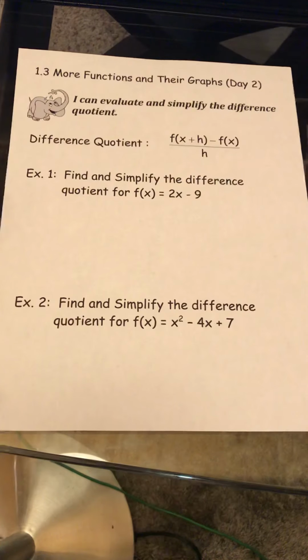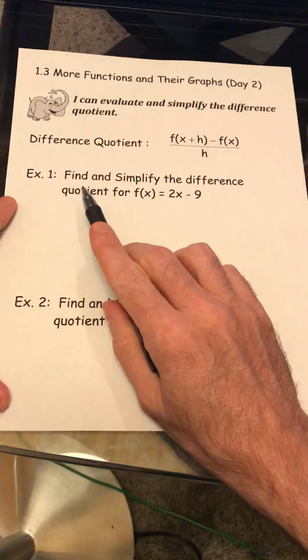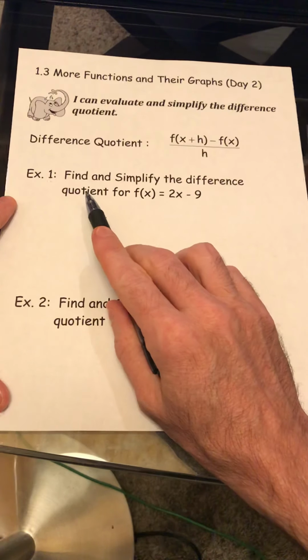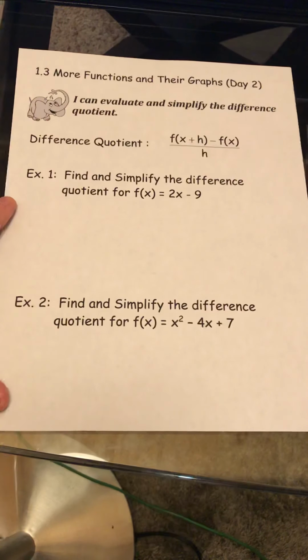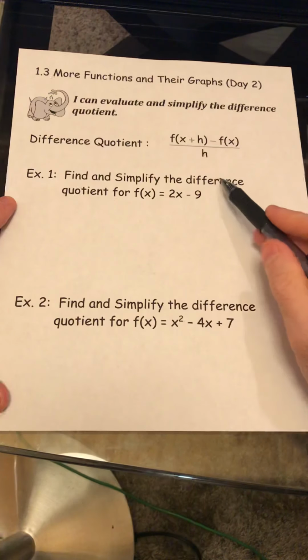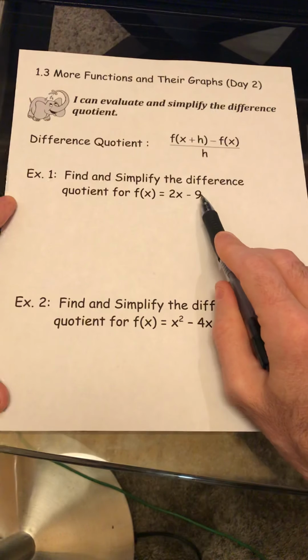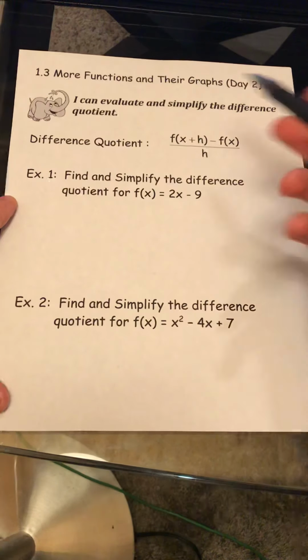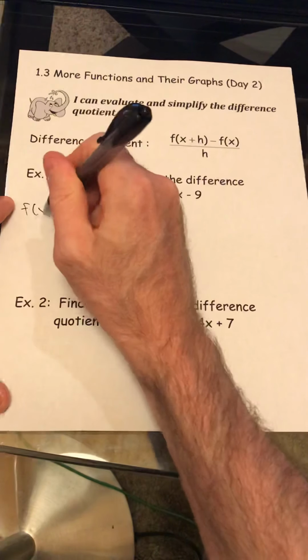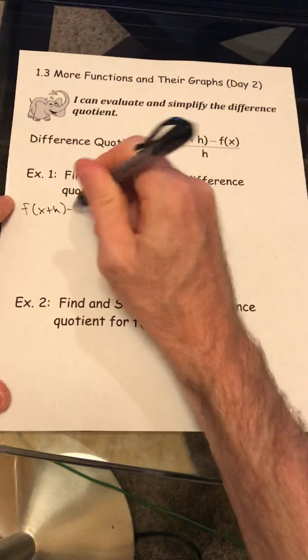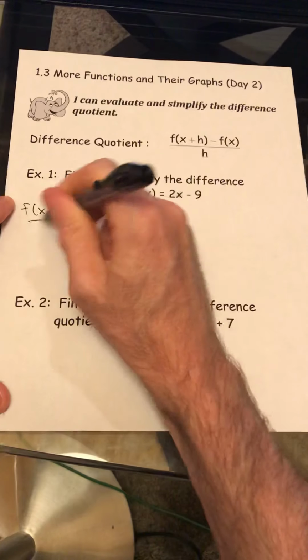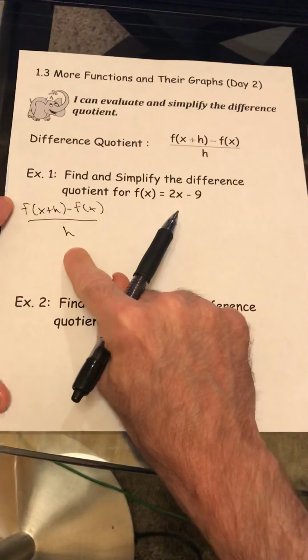So, we'll do a couple examples. One fairly simple, one will be a little bit more advanced. If you're asked to find and simplify the difference quotient for f of x equals 2x minus 9, I actually like to write the actual quotient out as I set these up.